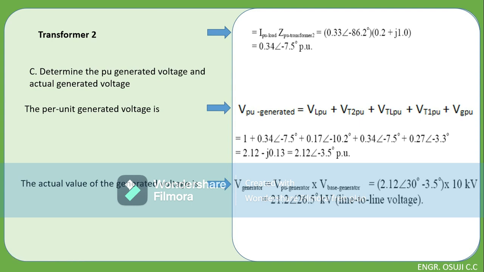Now we were asked to determine the per unit generated voltage. Of course, you know the generator is what is supplying the load, supplying the line, and supplying the transformer. So the drop on the line plus the drop in the two transformers plus the drop in the load plus also the drop due to the internal impedance of the generator.